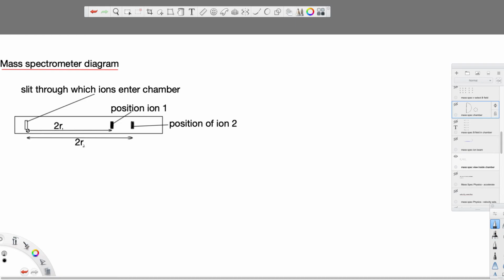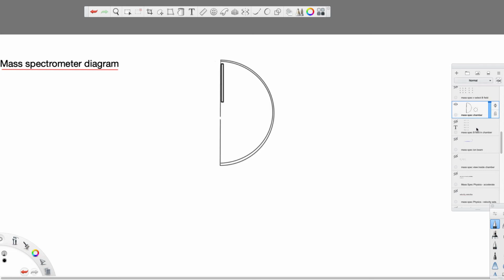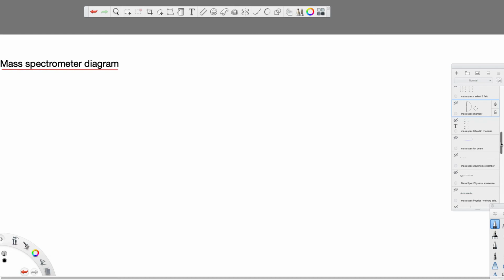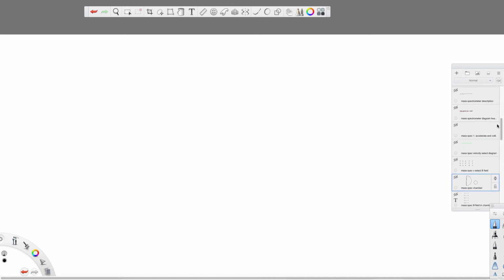And notice I have labelled the distance from here to here as twice the radius for the first ion, and here to here twice the radius of orbit for the second ion, because what you have here is the diameter of the circle that these ions are performing. If I take you back to my chamber and my beam, you can see that this distance is the diameter of the circle, not the radius. That's an important point, particularly for answering questions. So there you have the mass spectrometer overview, really. Let's look then at the maths of this.